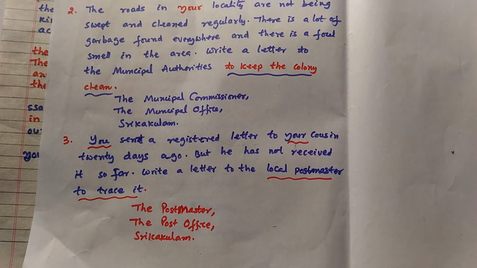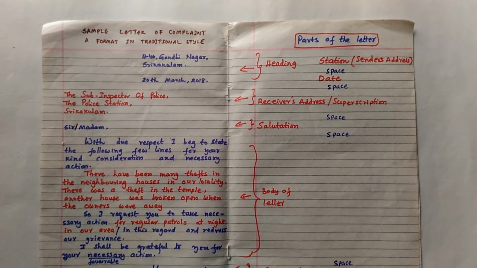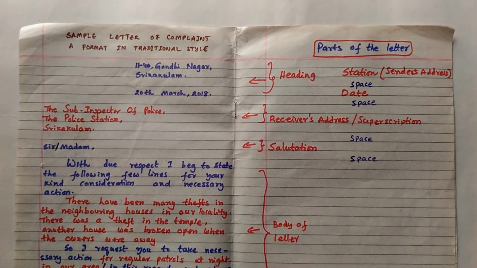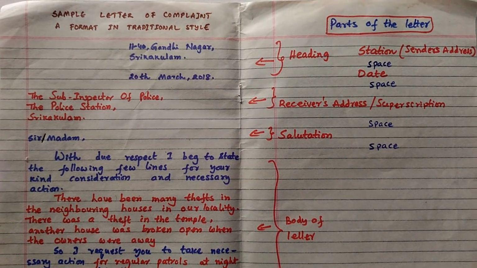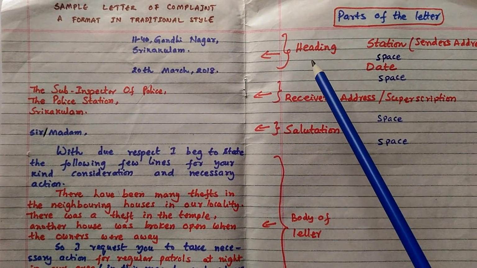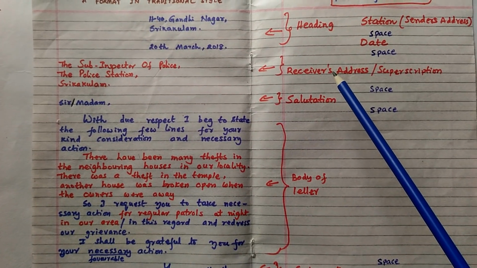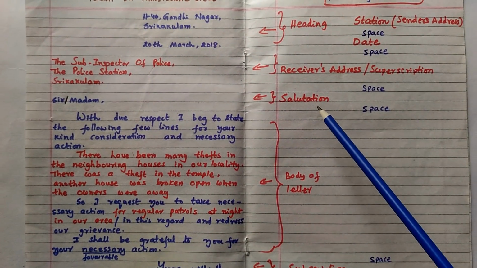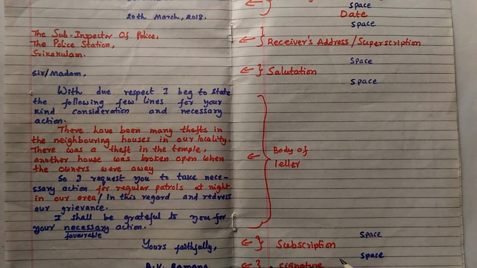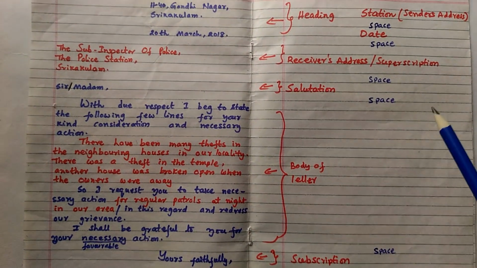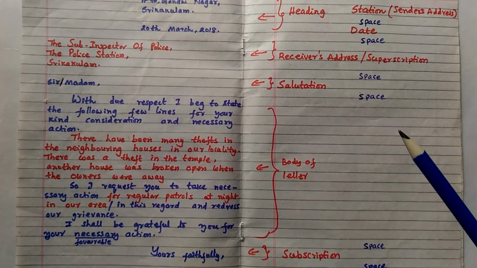Let us have a glance at this format. First, the heading. Next, the receiver's address or superscription, the salutation, the body of the letter, the subscription, and the signature. After each part, we have to keep one line space.